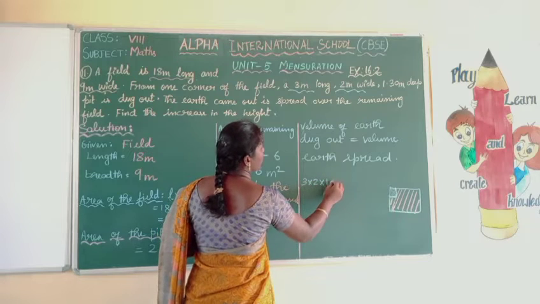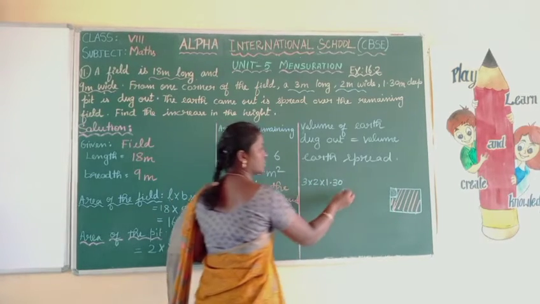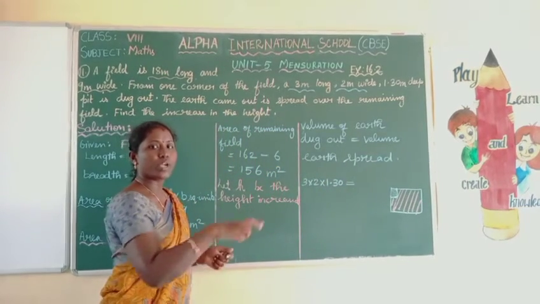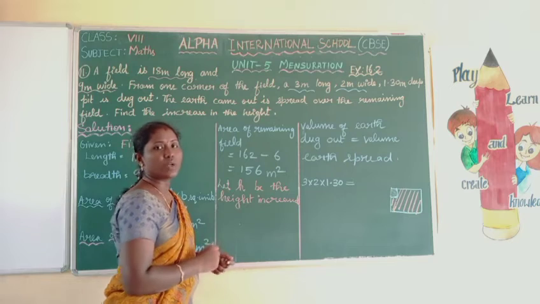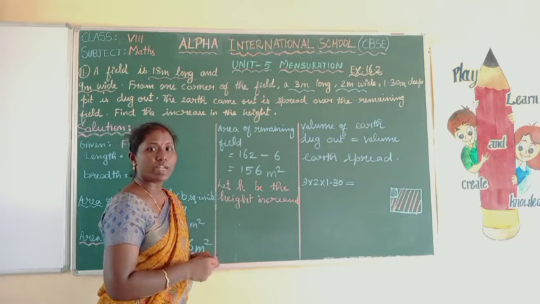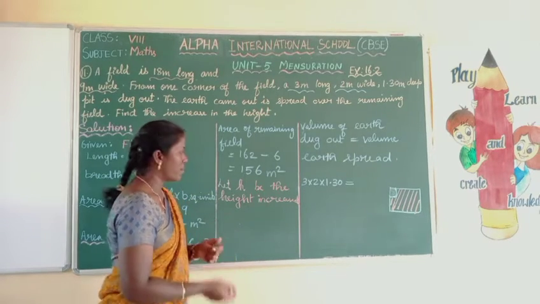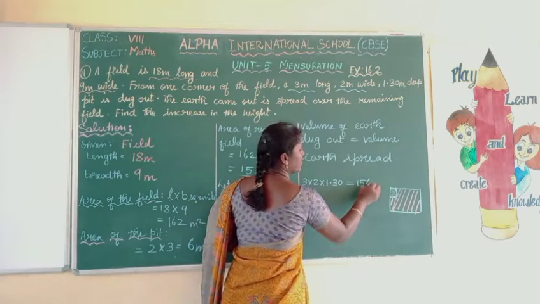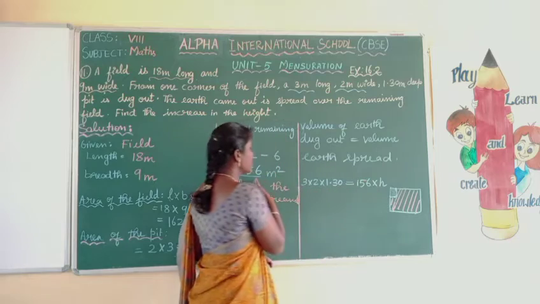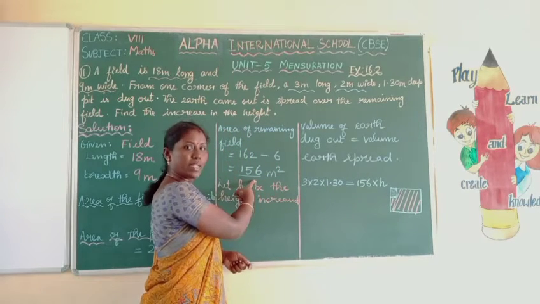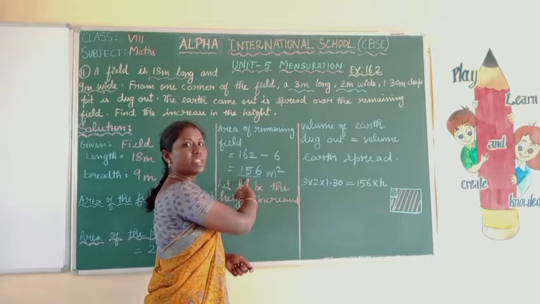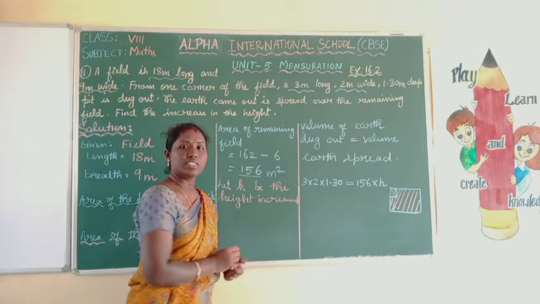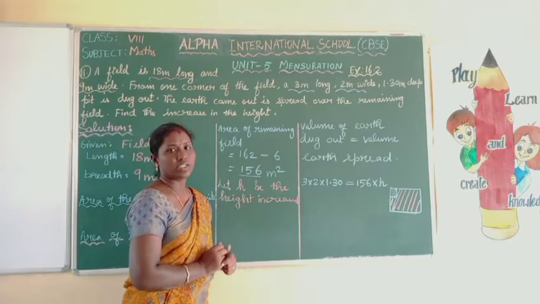2 into 1.30, which is equal to the volume of the remaining field, because we are going to spread out the earth in the remaining field only. The volume of the remaining field is also length into breadth into height. But we already have the area of the remaining field as 156. We are finding only the height, because the area is length into breadth. So for length and breadth we directly take 156, and the unknown value we take as h itself.